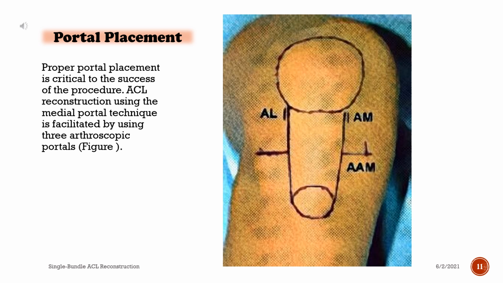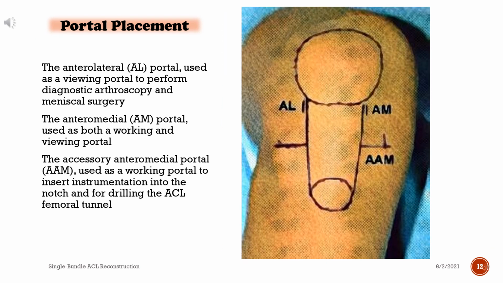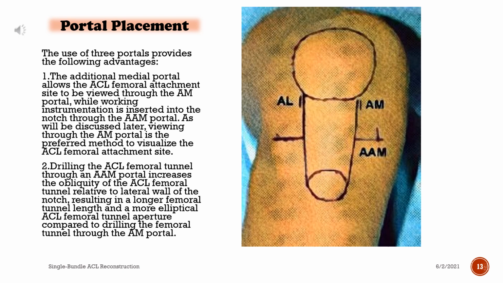Portal placement. Proper portal placement is critical to the success of the procedure. ACL reconstruction using the medial portal technique is facilitated by using 3 arthroscopic portals. Figure. Portal placement. The anterolateral, AL, portal is used as a viewing portal to perform diagnostic arthroscopy and meniscal surgery. The anteromedial, AM, portal is used as both a working and viewing portal. The accessory anteromedial portal, AAM, is used as a working portal to insert instrumentation into the notch and for drilling the ACL femoral tunnel. The use of 3 portals provides the following advantages.